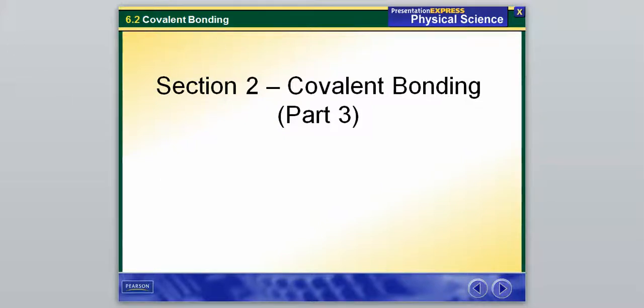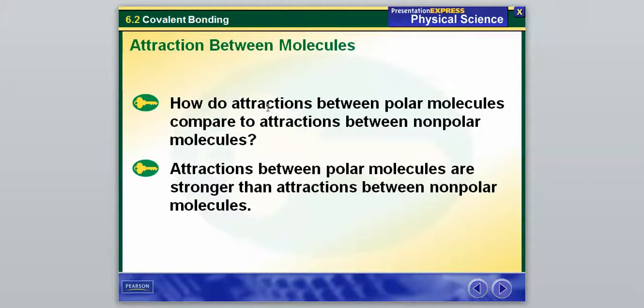So now we're just going to look at, and again, attractions are just what holds different molecules together and what pulls them to maybe want to attract to another molecule. So we're going to look at how attractions between polar molecules compare to attractions between nonpolar molecules. Attractions between polar molecules are stronger than attractions between nonpolar molecules.